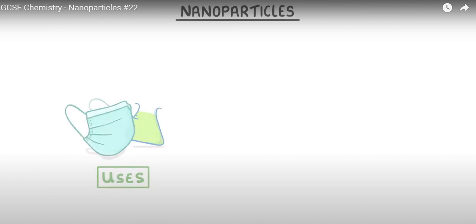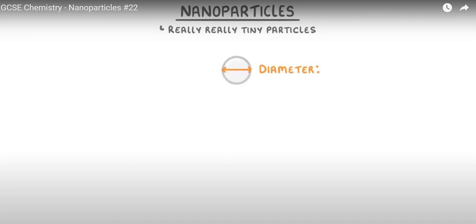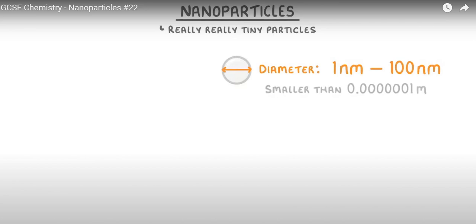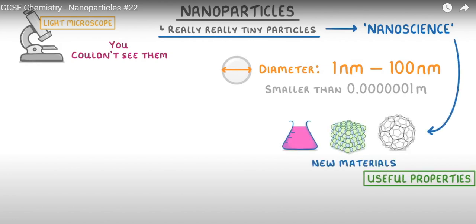Today's video, we're going to look at nanoparticles, and in particular at their uses and their risks. When we talk about nanoparticles, we're talking about really, really tiny particles that have a diameter of between 1 nanometer and 100 nanometers. So smaller than 0.000001 meters across. Which means that even if you had a light microscope, you still couldn't see them. The field of science that researches this stuff is called nanoscience, and it's produced loads of new materials that have useful properties.